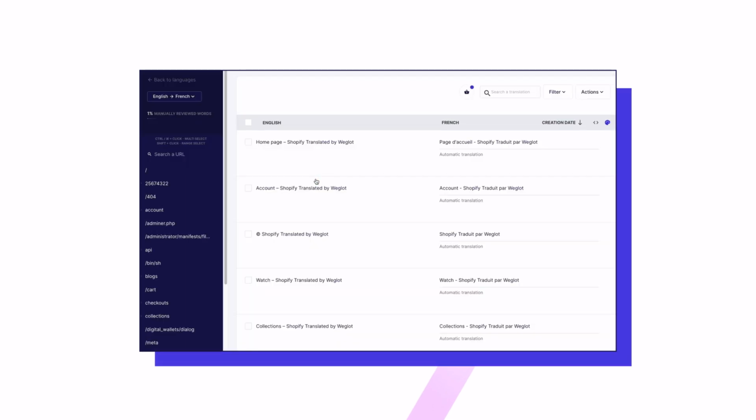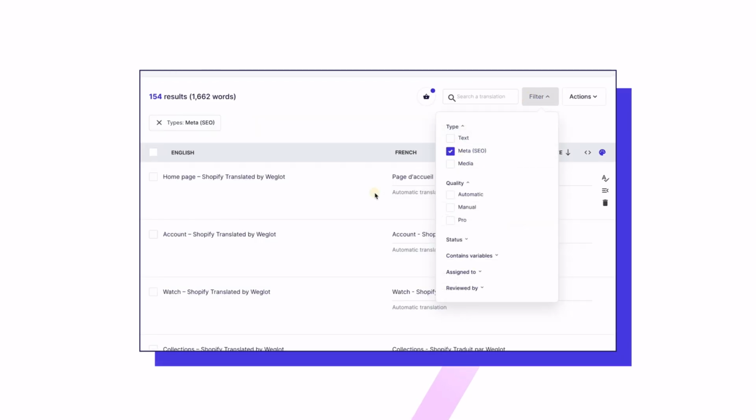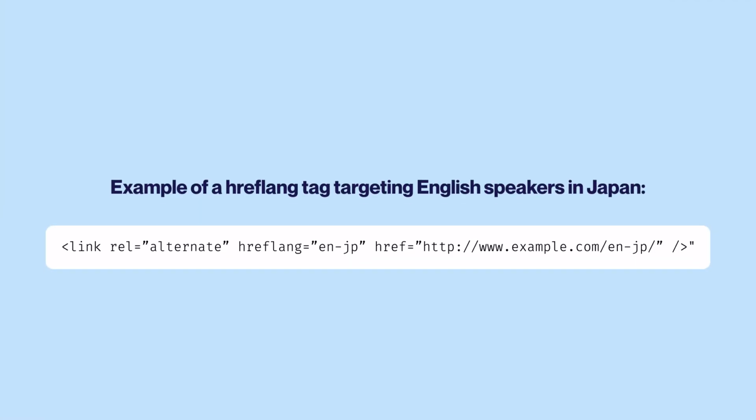Next, optimize your on-page SEO by updating meta tags, headers, and image alt text with local keywords. Use language-specific URLs and hreflang tags to inform search engines about the language and regional targeting of your pages. But be aware, skipping this step might result in duplicate content penalties.